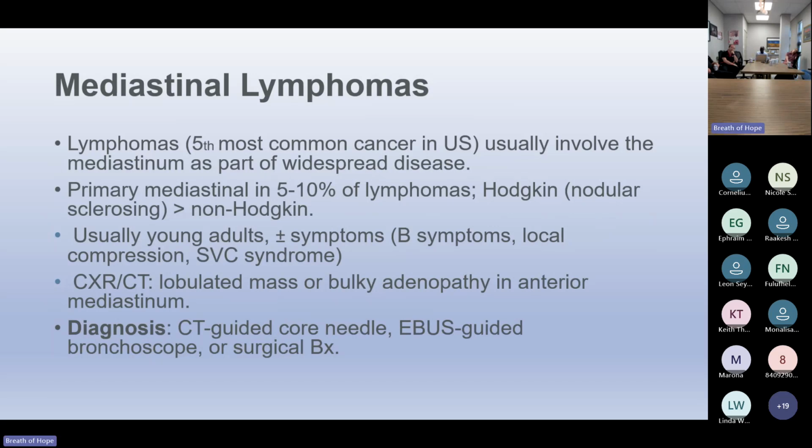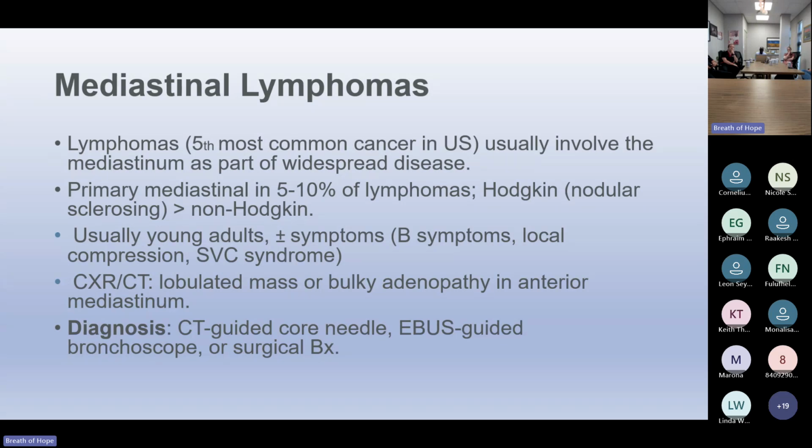Now, mediastinal lymphomas, let's have a look at them quickly. Lymphoma is the fifth most common cancer in the US, usually involving the mediastinum as part of widespread disease. Primary mediastinal lymphomas are 5 to 10% of lymphomas, Hodgkin especially. The nodular sclerosis type is more common than the non-Hodgkin. Usually young adults with B symptoms, and local compression with superior mediastinal syndrome.